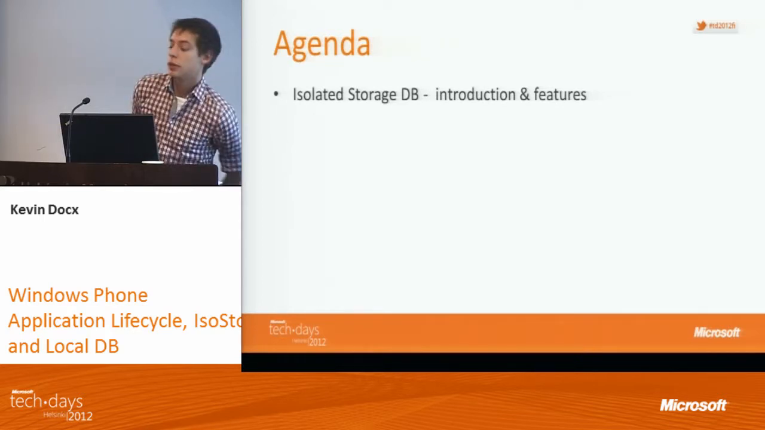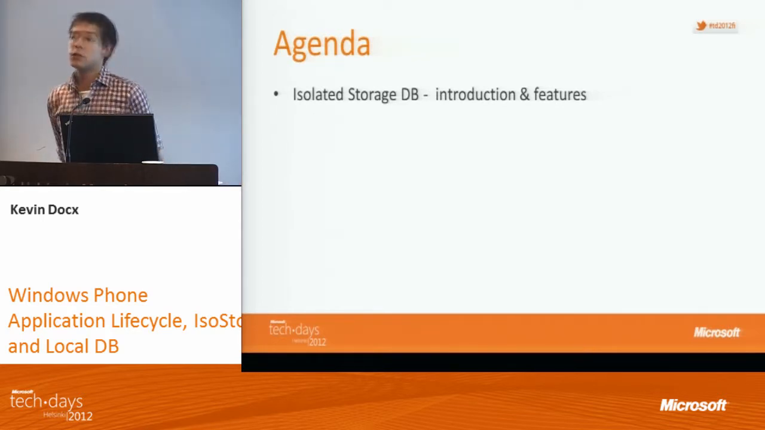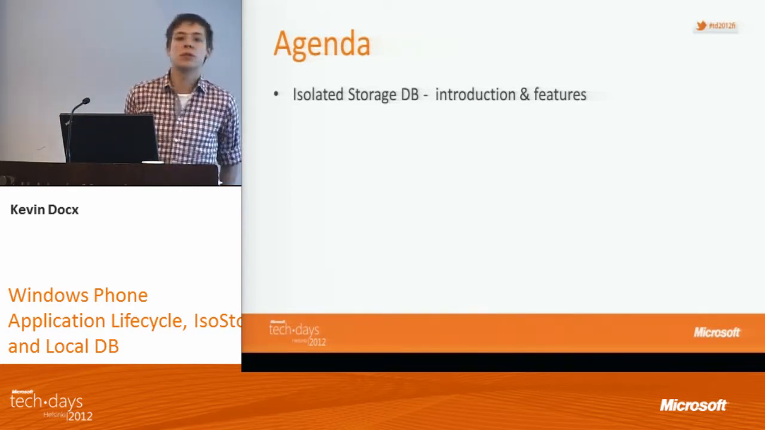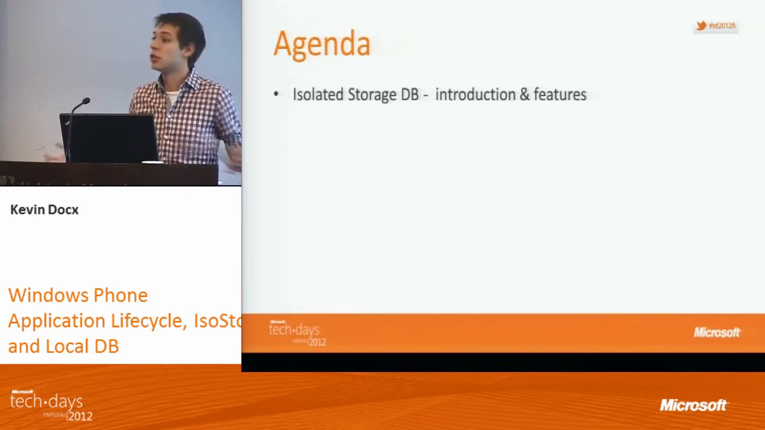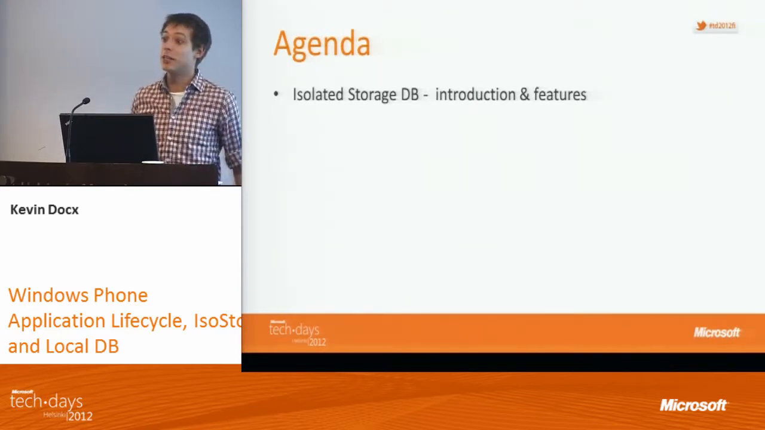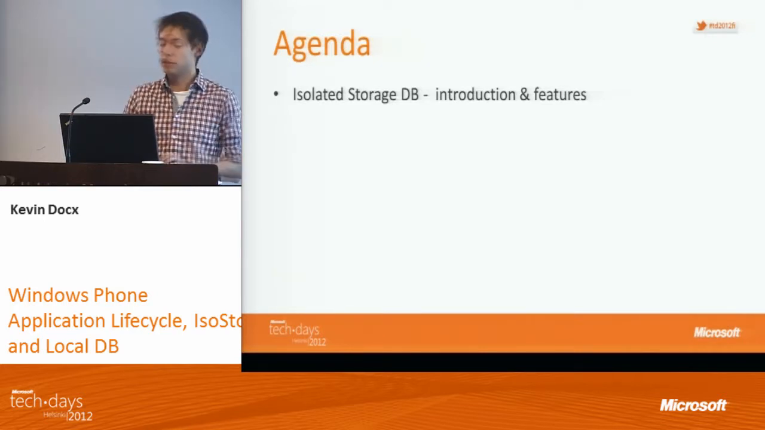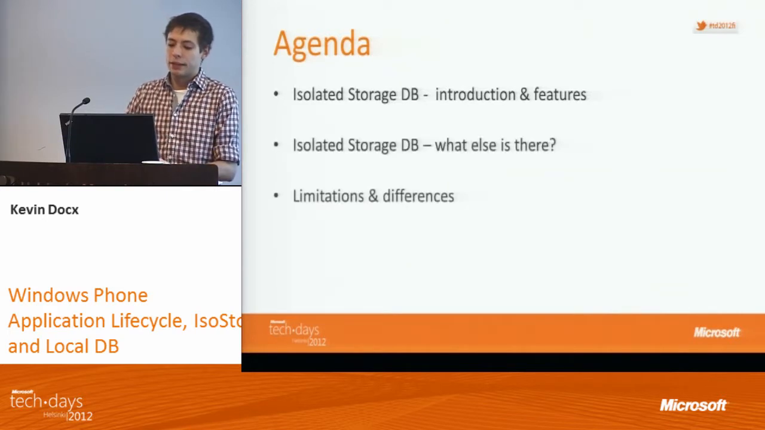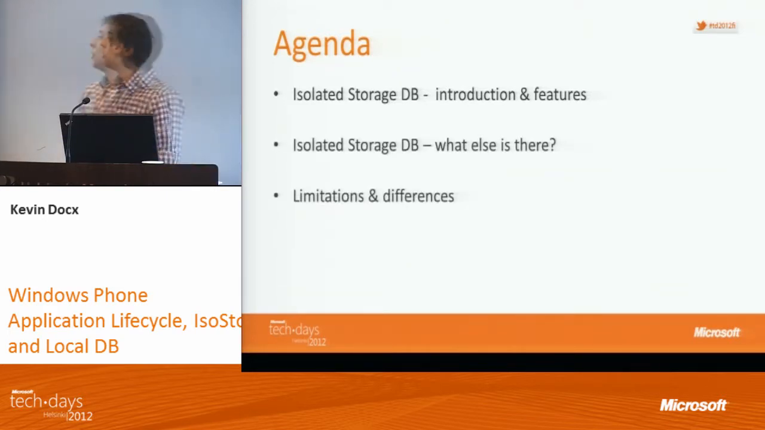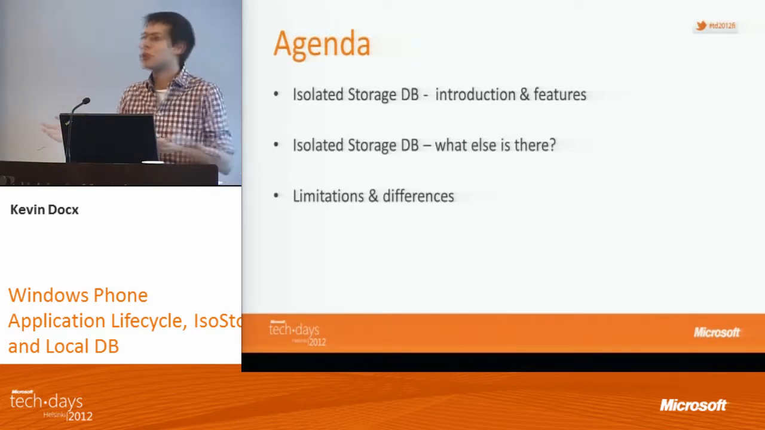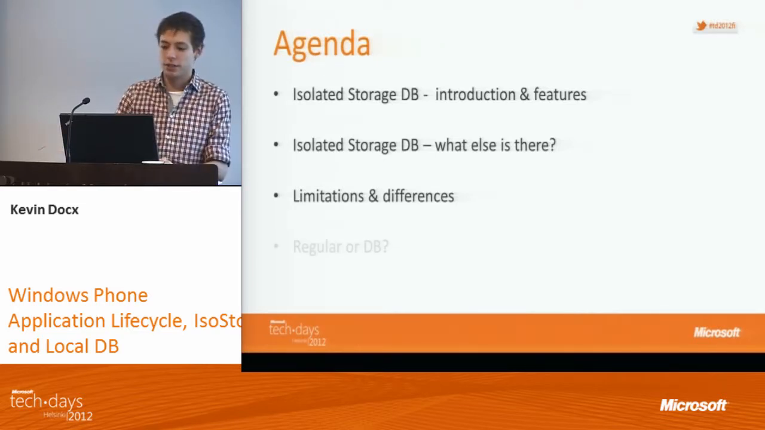And after that we're going to talk about the isolated storage database. That's a new feature in Mango. It will be very familiar for those of you who once worked with Link to SQL, because it's actually using that same logic in that same part of the framework. So that's a database stored in your isolated storage used to save related data. And of course we do need to talk a bit about limitations and differences, because it's an isolated storage database. You can't just expect it to be able to do the same as your local SQL Server instances.